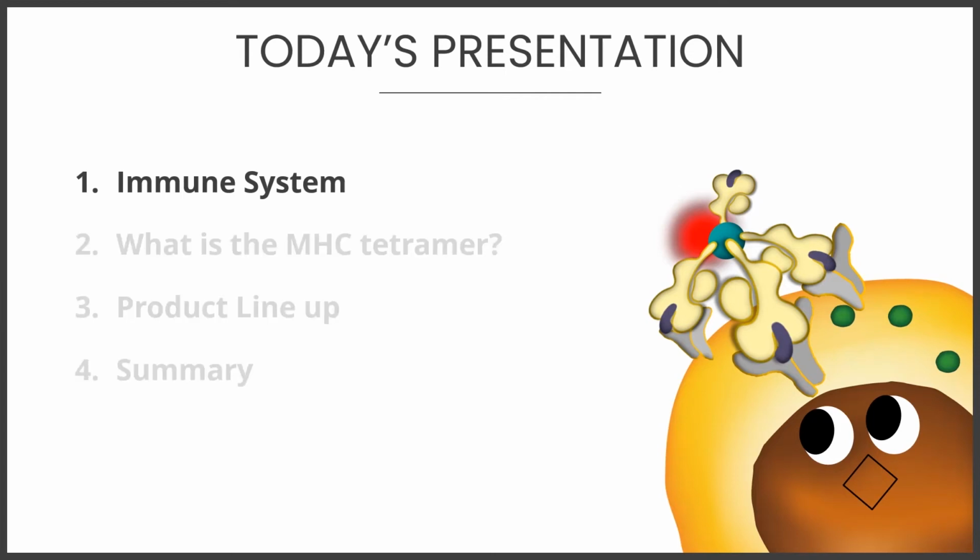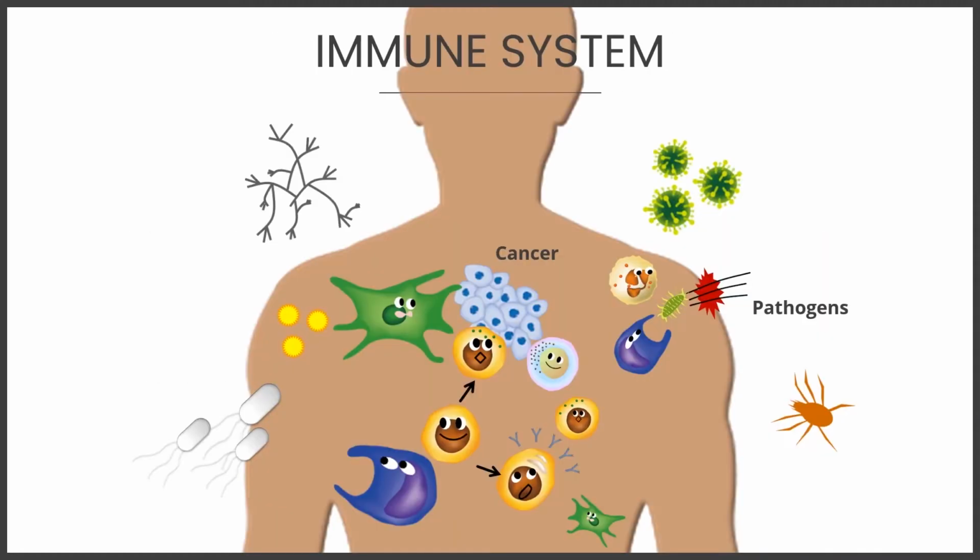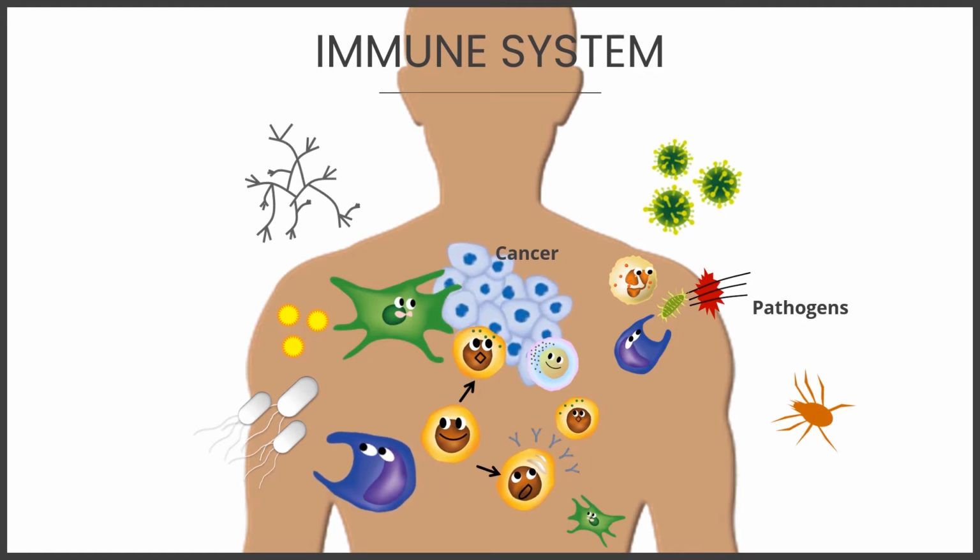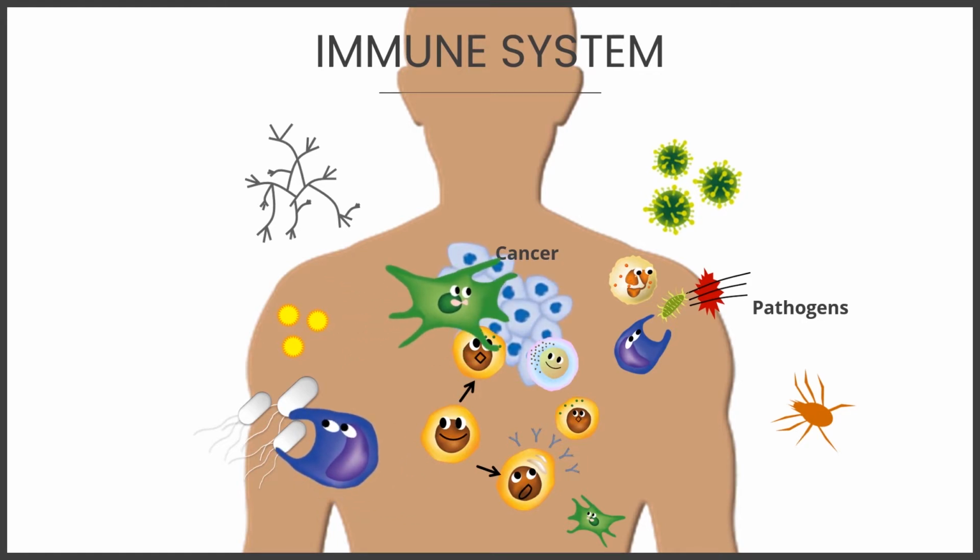First, we will briefly discuss the role and composition of the immune system. Our body is constantly exposed to various pathogens and other harmful materials. In some cases, people develop tumors. It is the primary role of the immune system to counter these pathogens or cancers and keep our body healthy.